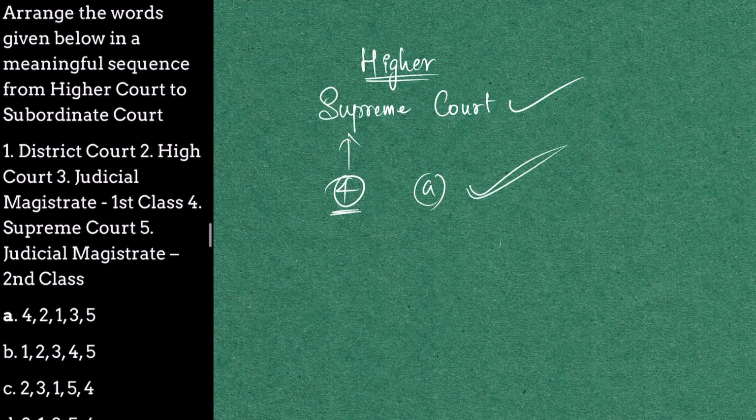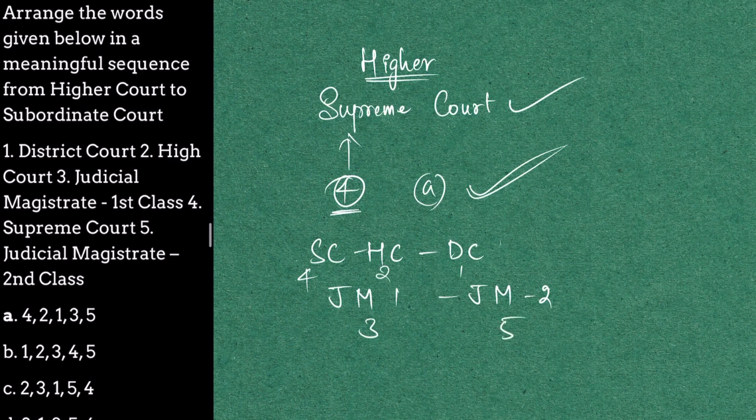Of course, we can check the rest of the things. After Supreme Court, we have High Court. After that, we have District Court. Then we have Judicial Magistrate First Class and Judicial Magistrate Second Class. So if you look at this, this would be 4, then 2, DC is 1, Judicial Magistrate 1 would be 3, Judicial Magistrate 2 would be 5. That's it. So option 1 or option A is in fact the right answer.